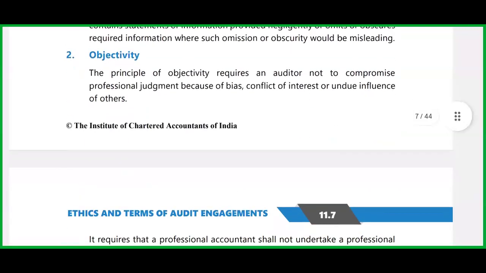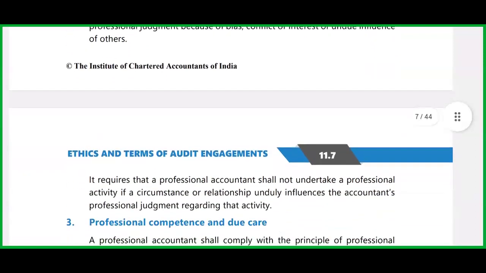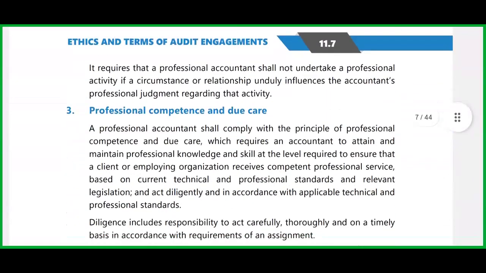Next is the principle of objectivity, whereby an auditor cannot compromise professional judgment because of bias, conflict of interest, or undue influence. So the auditor has to be very professional, and is required to undertake all decisions on his professional judgment and not upon somebody else's influence.